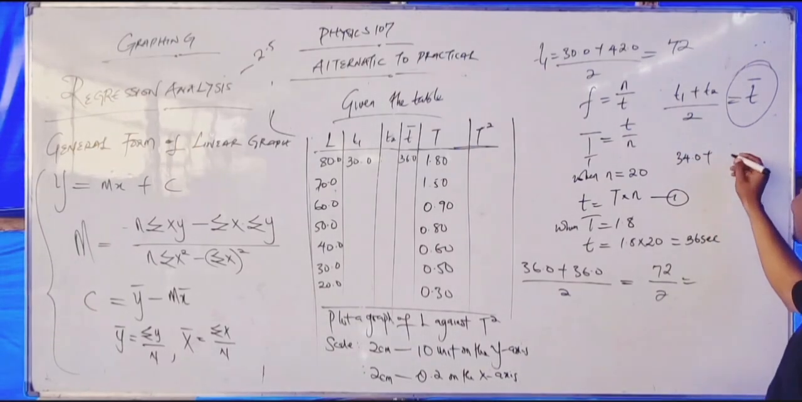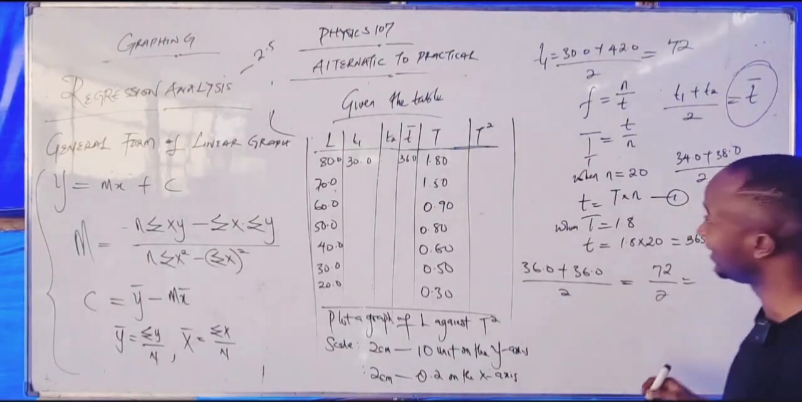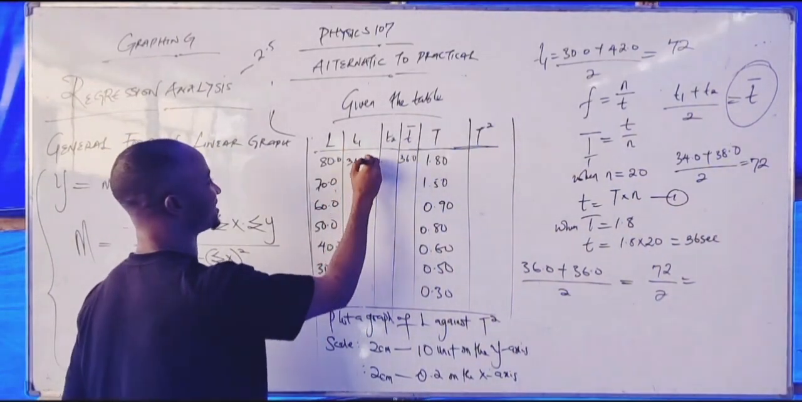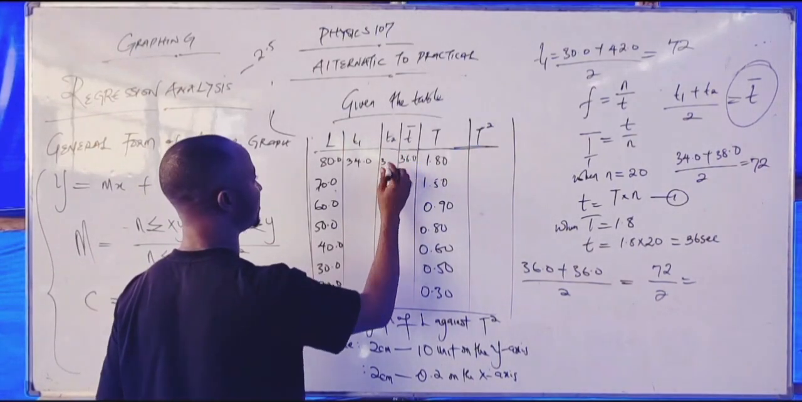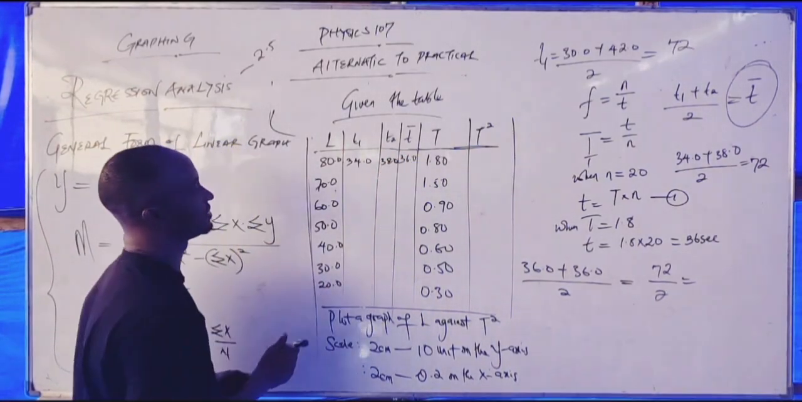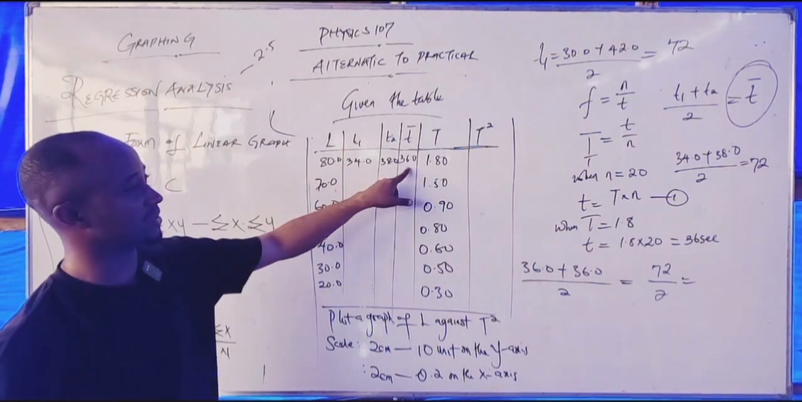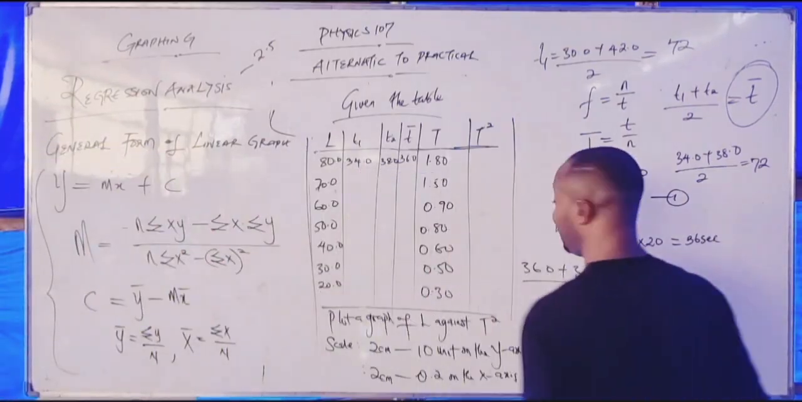34.0 plus 38.0 divided by 2, right? That will give us what? Okay. So when we add up 34.0 and 38.0 and divide by 2, that will give us 36. Okay, so let's look at this now. I hope you are following.